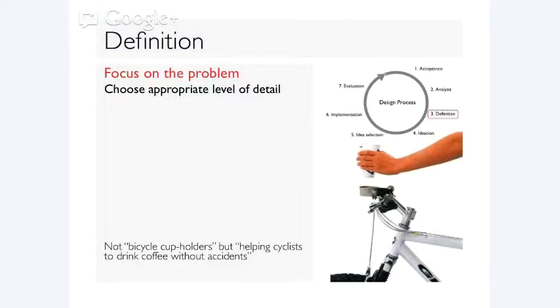So here's a great example. Let's say you're a bicyclist and you also like to drink coffee on your way into Soda Hall. Well, traditionally, bicycles have cup holders on the down tube.